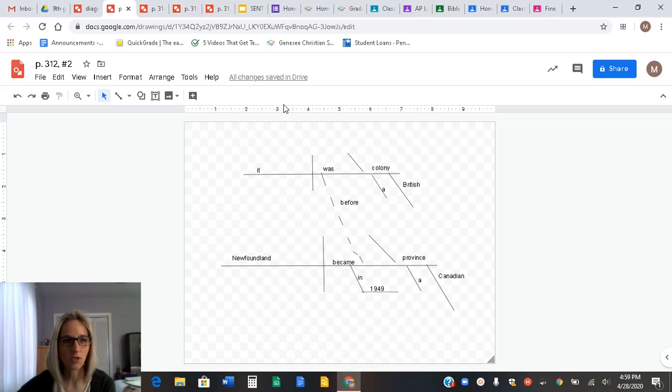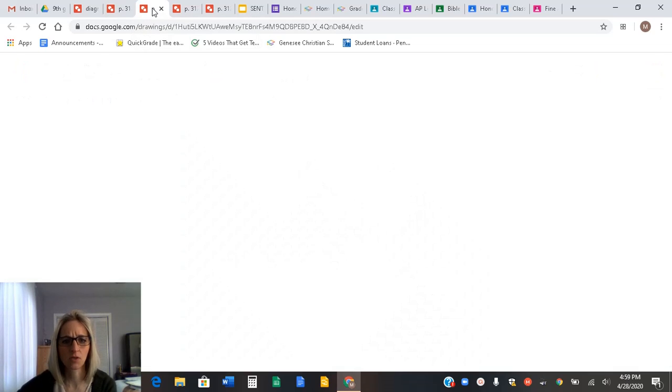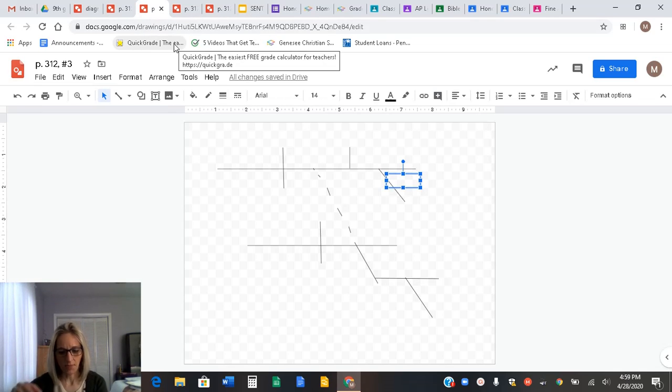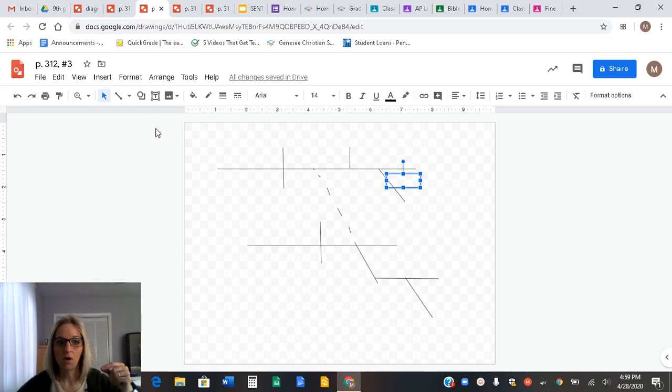Let's look at number 3. We're just going to do through number 5, okay? All right, so let's look at number 3. Read your Bible until it burns in your heart. All right, do you see your clue word? What is your clue word, your introductory word? What are you putting brackets around? Until it burns in your heart.